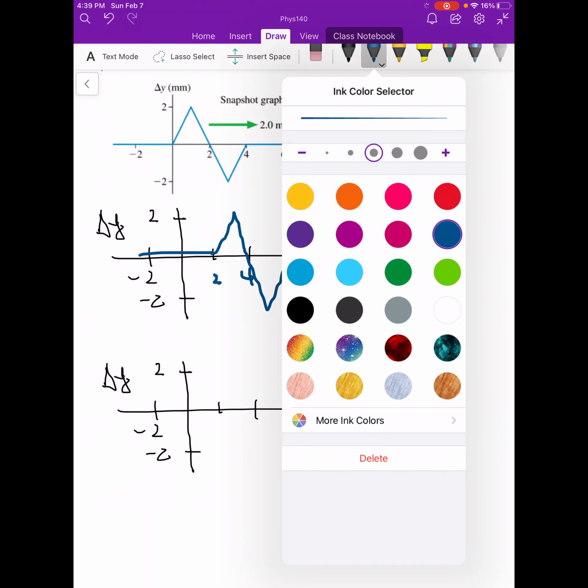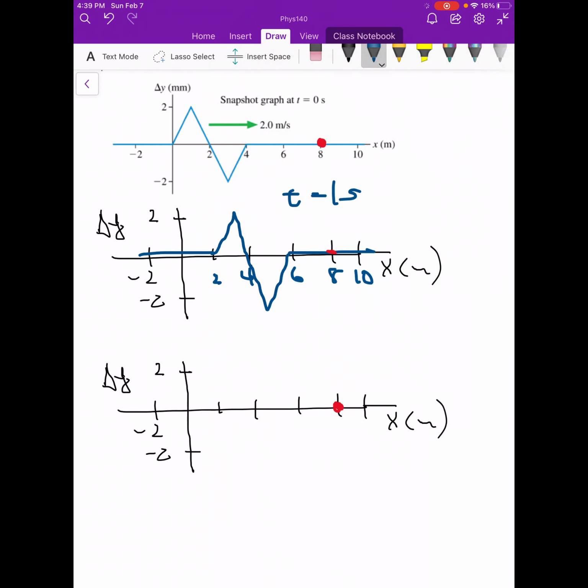All right, and so what happens at t equals 2 seconds? So this is going to be t equals 2. We know that in 1 more second, the wave at 2 is going to move to 4, the wave at 4 is going to move to 6, the wave at 6 is going to move to 8. So this is 2, 4, 6, 8. So we're going to go 2 to 4, like this. Now notice at 8, it's still at 0.